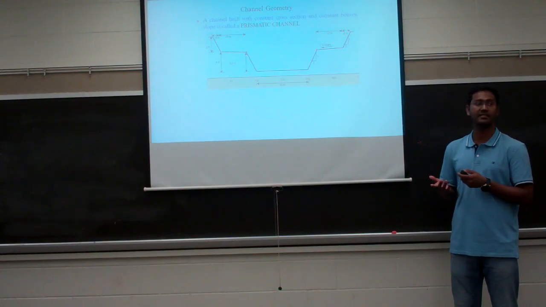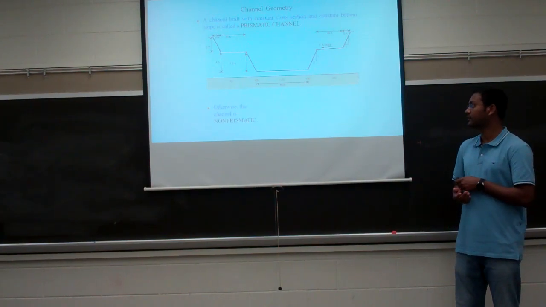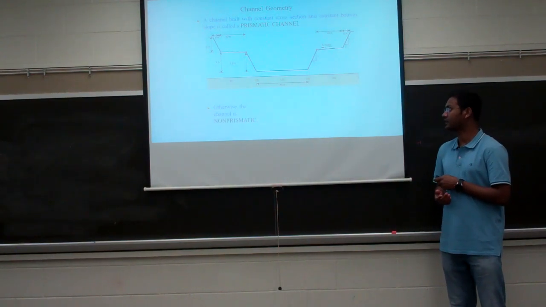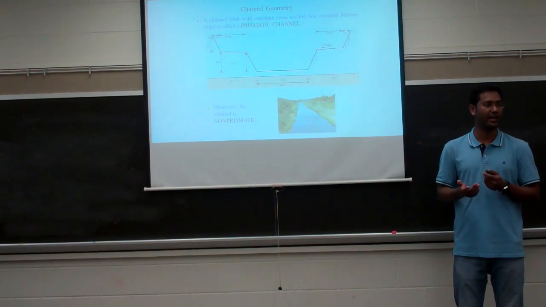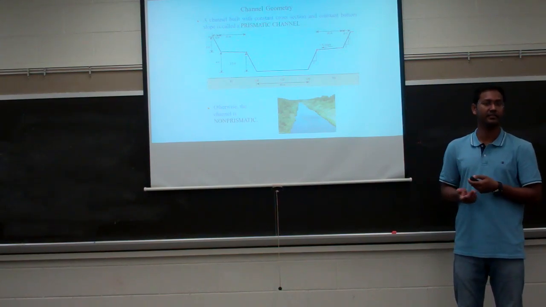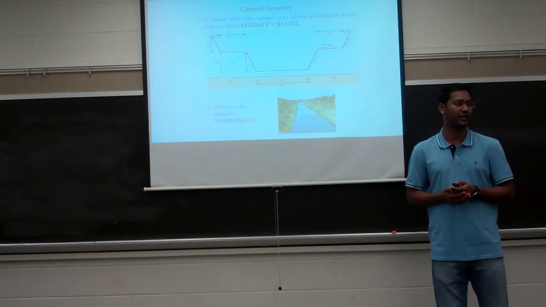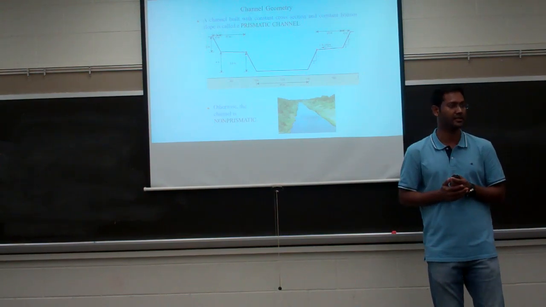Otherwise, if the shape changes and if it is irregular, then we can call it a non-prismatic channel, right? So what is the shape of a non-prismatic channel? It is like this. All the natural rivers or canals are not like the regular one, right? So that's why it is irregular and we call it a non-prismatic channel section. So this is the geometry of our channel section.